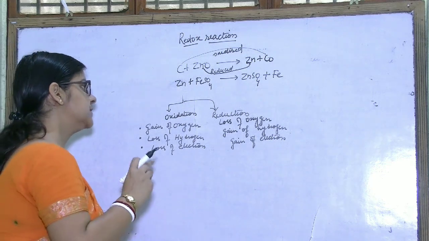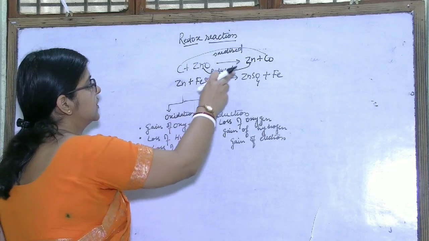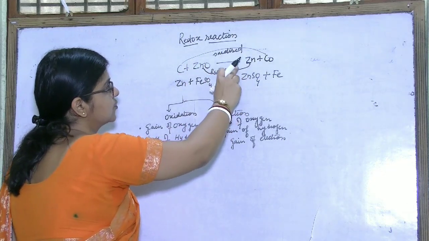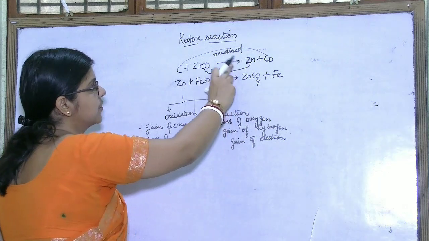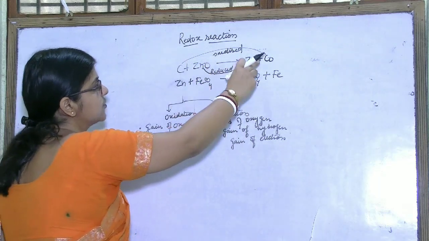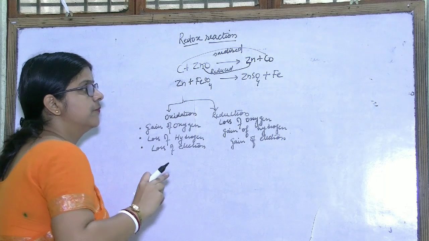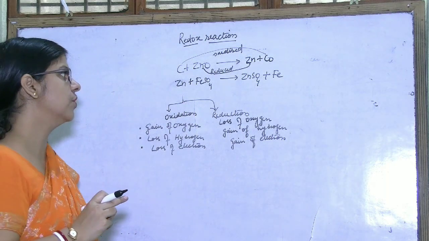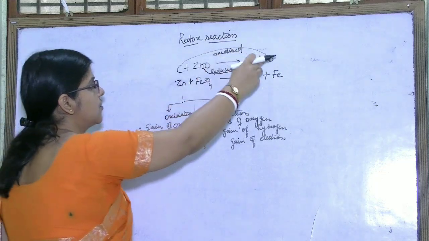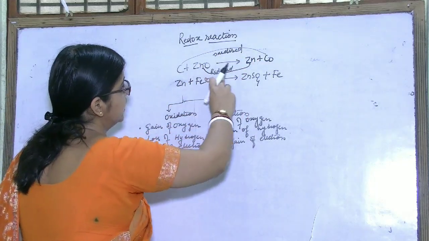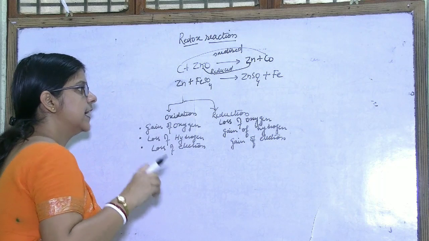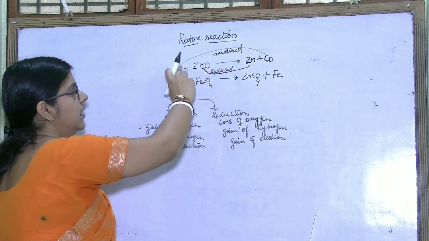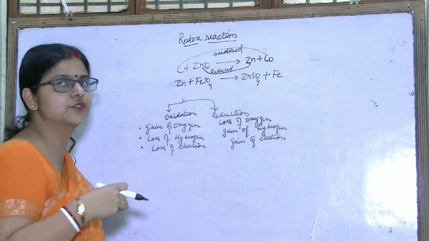Now here you see ZnO has lost oxygen, so it is being reduced, whereas carbon gains oxygen, so it is oxidized. So here carbon is oxidized and zinc oxide is reduced, since zinc oxide loses oxygen whereas carbon gains oxygen.